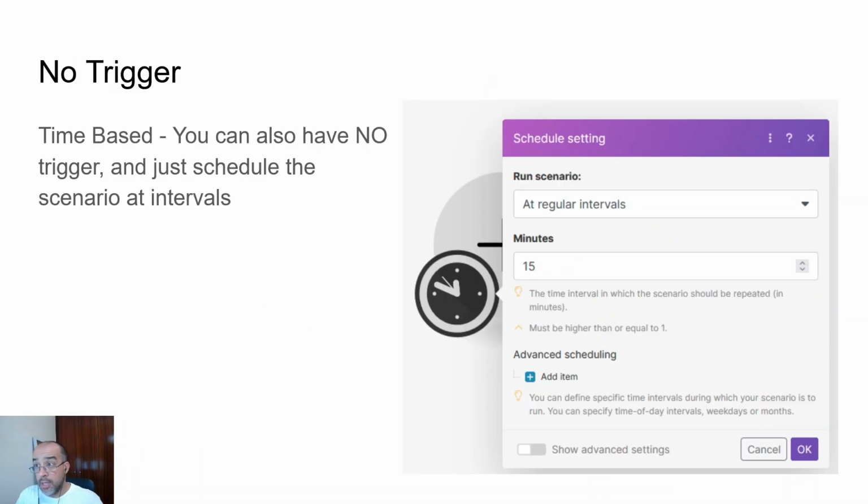You can also have no trigger, but it still has to have a trigger. So this is where you would just put it on a timer. It doesn't require new information. It doesn't require any off-platform actions. Literally at regular intervals or at certain times of the week or the month or the day, however you set it up, the scenario will simply run. And those are the ways that you can trigger a scenario in Make.